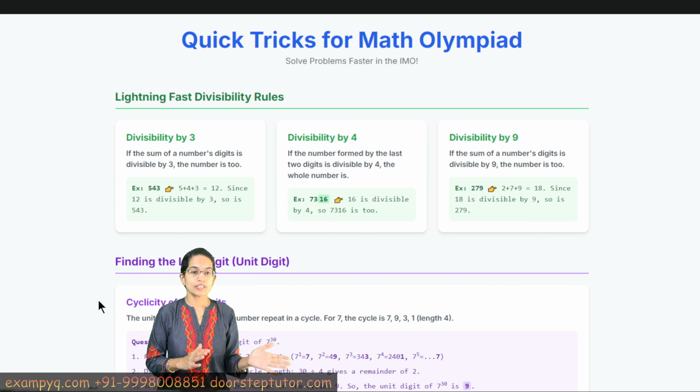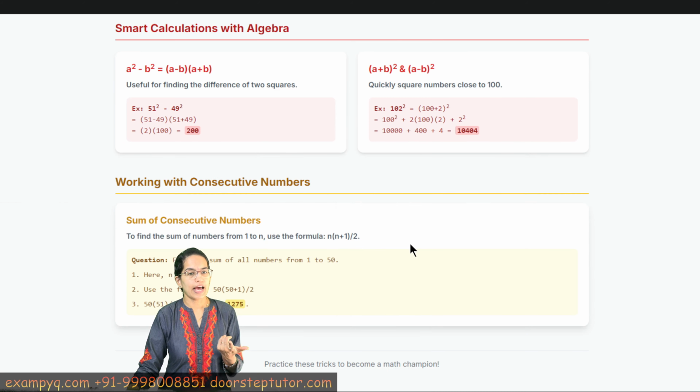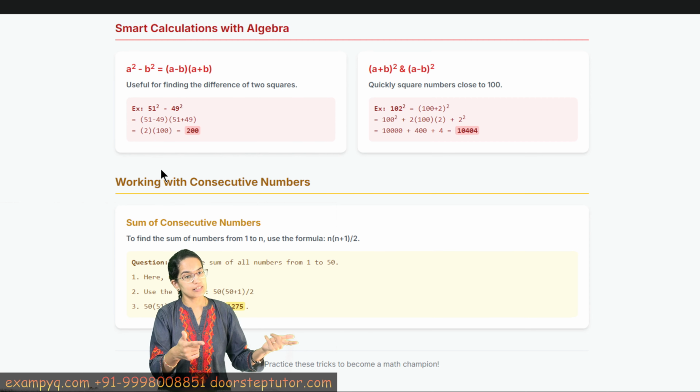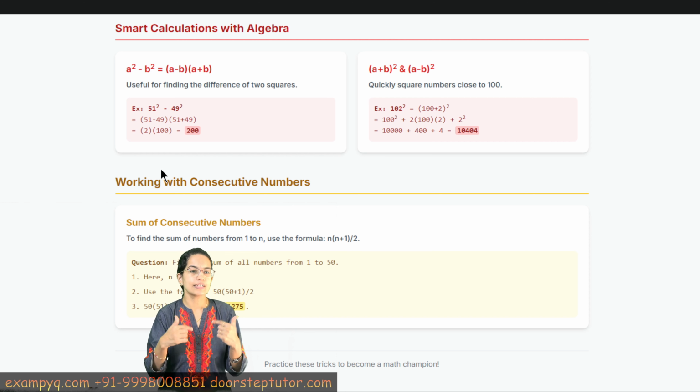Similarly, a square minus b square is (a plus b) into (a minus b). So for any number, for example, 51 square minus 49 square, rather than finding the squares first and then subtracting, a simple way out would be 51 minus 49 and then 51 plus 49. So that is 2 into 100, that is 200, as simple as that.